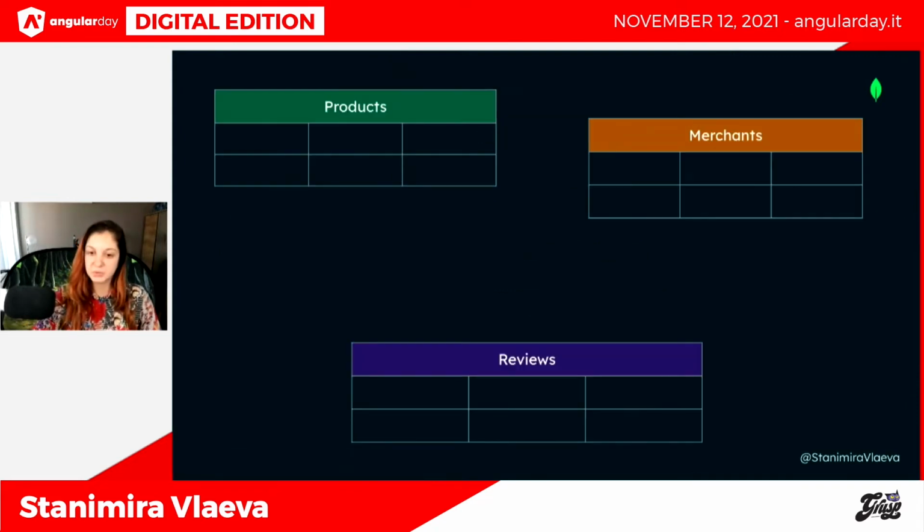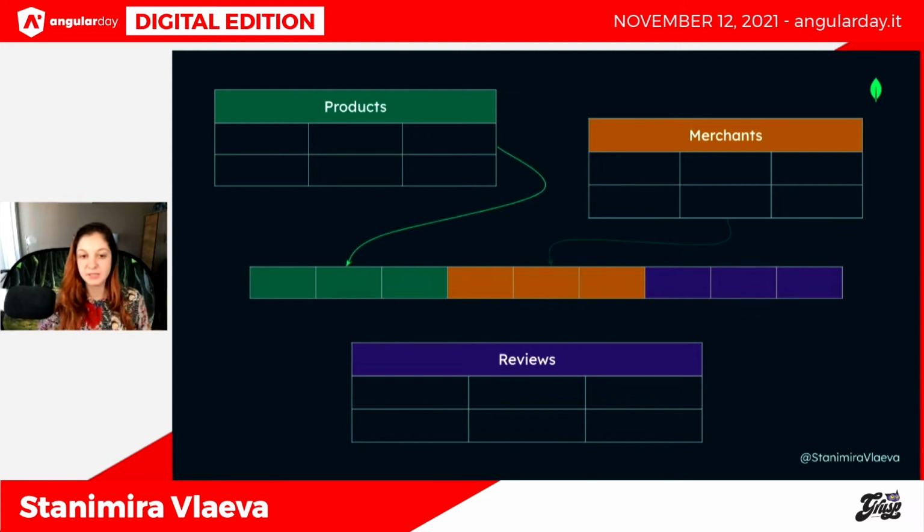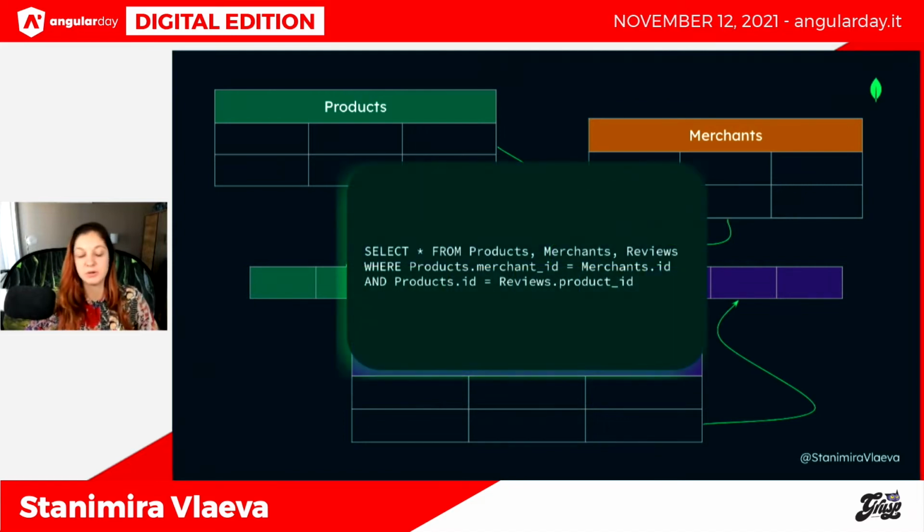But first, let's start with traditional SQL databases. When using an SQL database, usually you split data across different tables. So we can have a products table with some information about these products, we can have a merchants table, and we can also have a reviews table. Usually we connect data from these tables to return some result. And to do that, we use a language called SQL. So this is why they're called SQL databases.